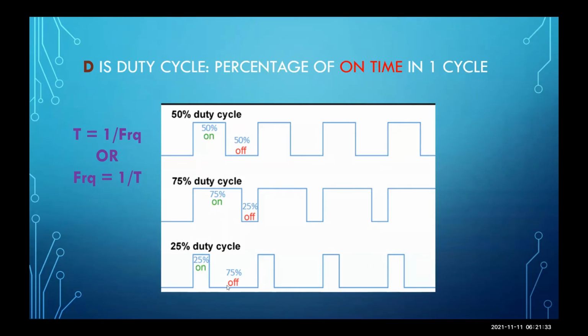Even though it shows the off time here, we do not take that into consideration for any kind of calculation, except if you are given the off time, then you should take away the off time percentage to find the on time. So again, the calculation to find the time is 1 over frequency. If you know the frequency, then you can calculate the time. If you know the time, then you can calculate the frequency.